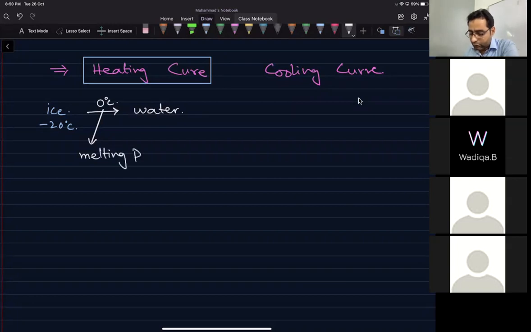And yesterday I told you when melting occurs, temperature remains constant until all the solid turns into liquid state.